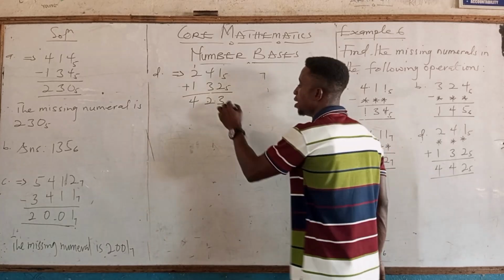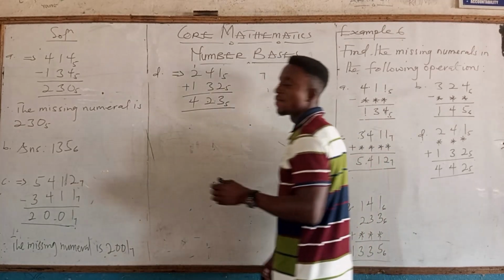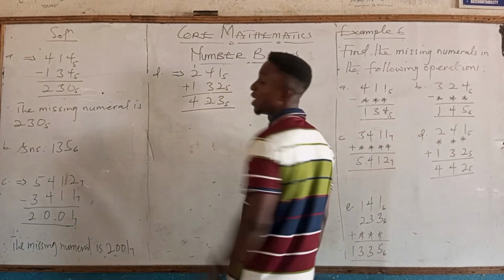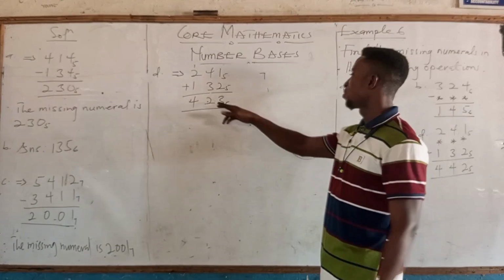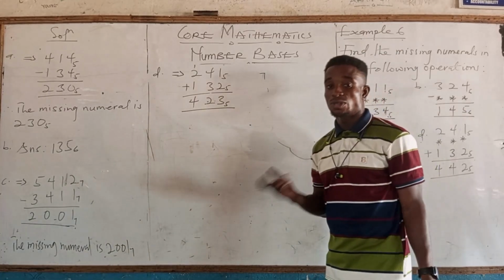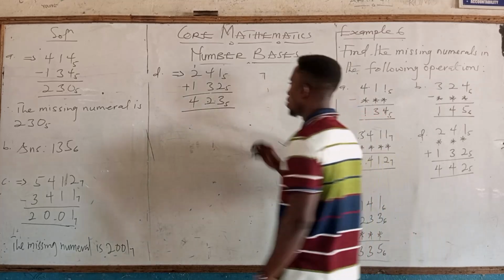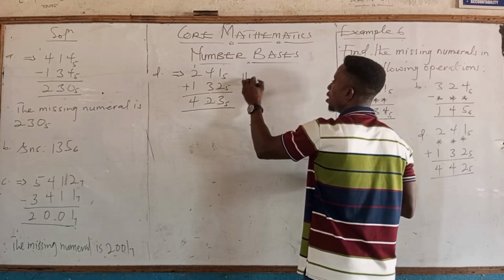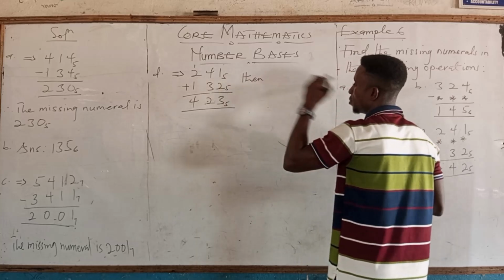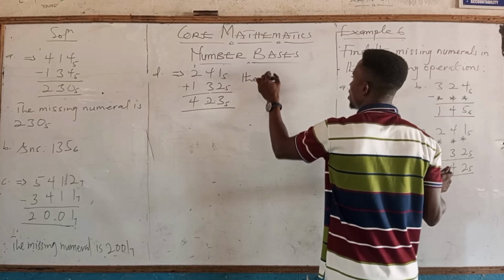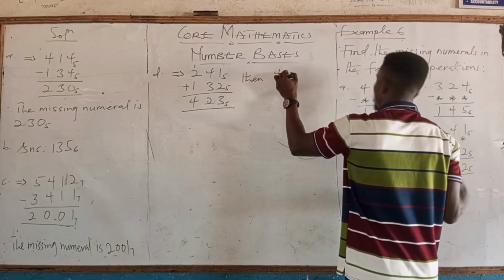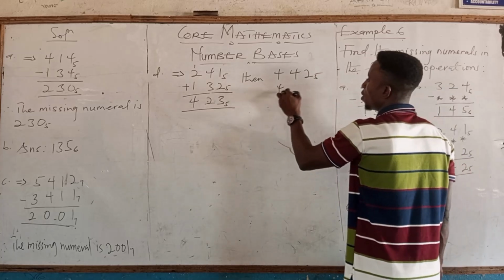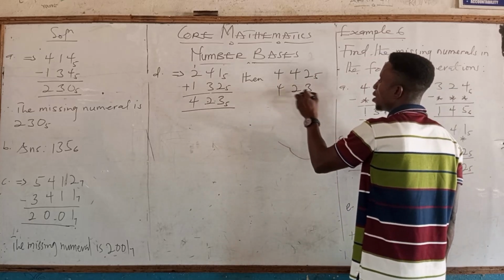Then here will be 4, base 5. Right after we are done, we can even see that this one is bigger than this one. Are we getting that? So definitely we are going to subtract this one from this. So now we subtract this one from that. I have the answer, which is 4, 2 base 5 minus 4, 2, 3 base 5.